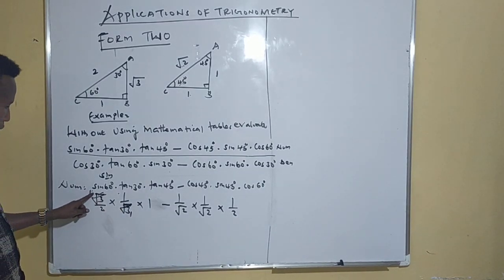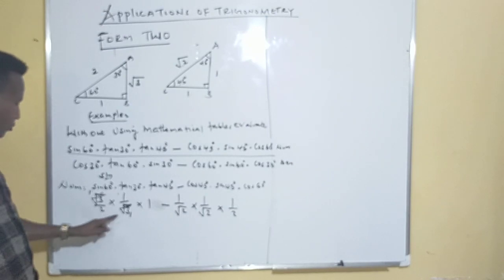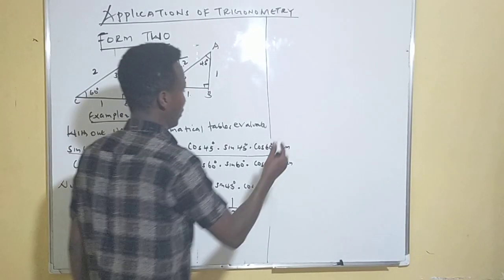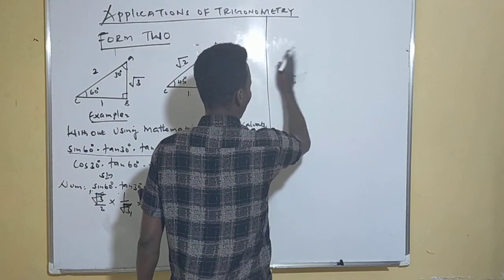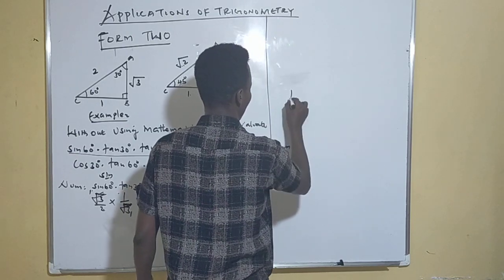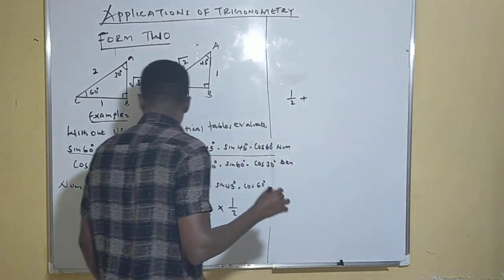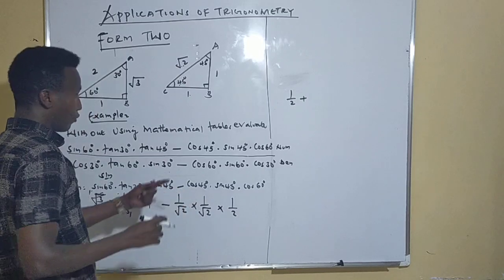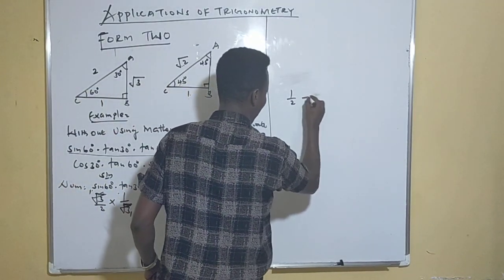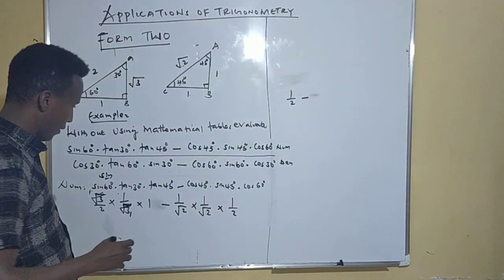So here we'll have 1 times 1 times 1 is 1. So 2 times 1 is 2. So we will have a half. Let me come to this point here. A half, okay? Minus. All this you have got in a half. A half minus, okay? Come to this one again.